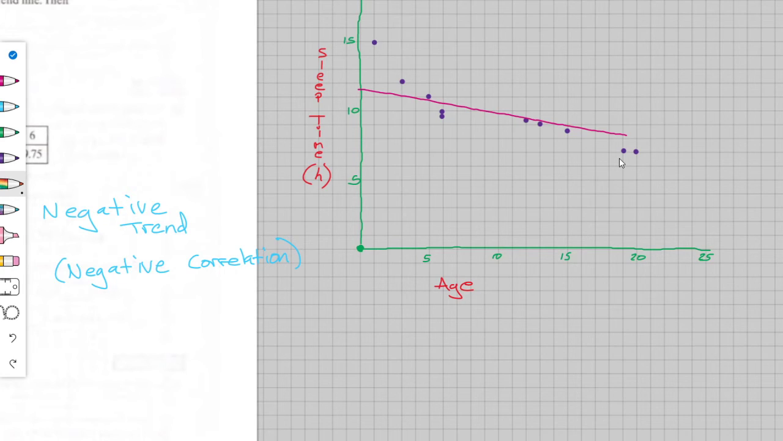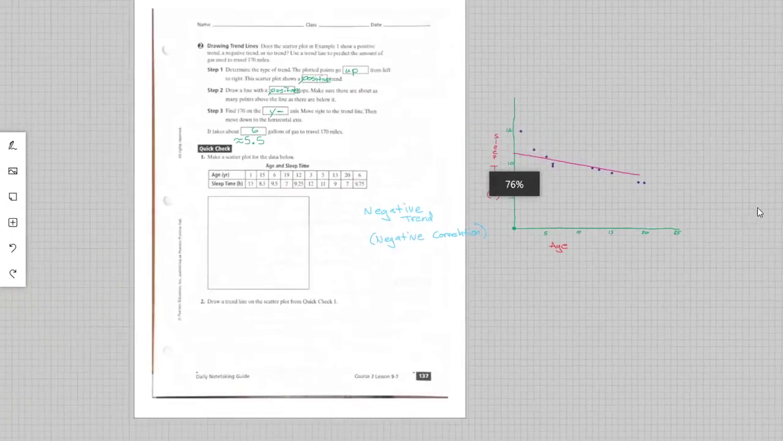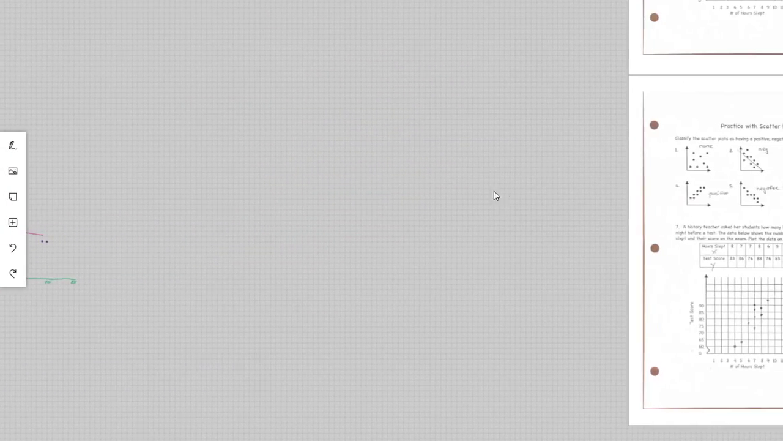So just this year, they're going to give you ones where you can clearly tell the type of correlation and you can clearly see where the trend line is going to be. So it's more of a process of elimination that you'll have to deal with.